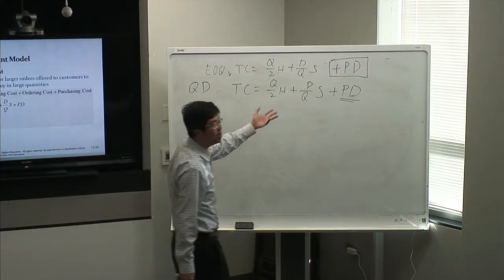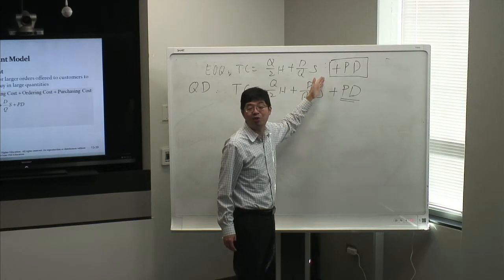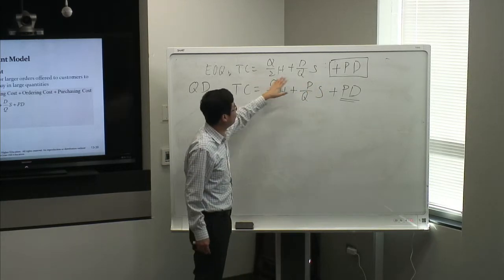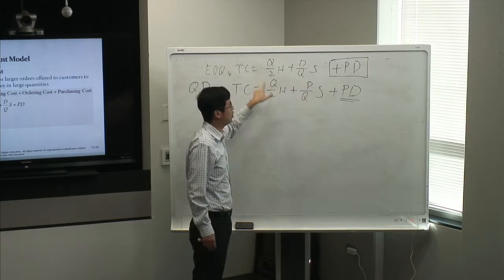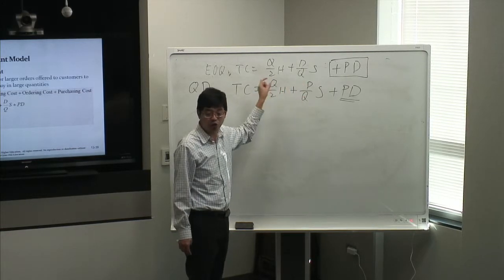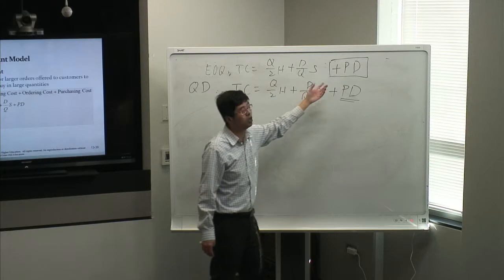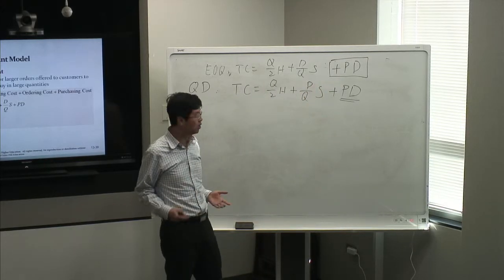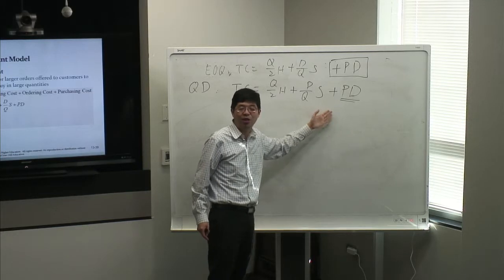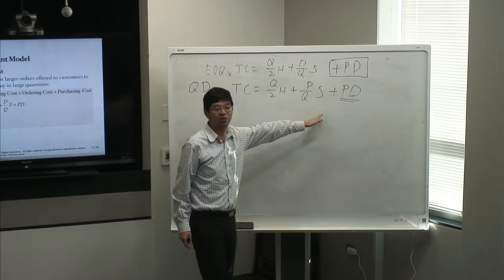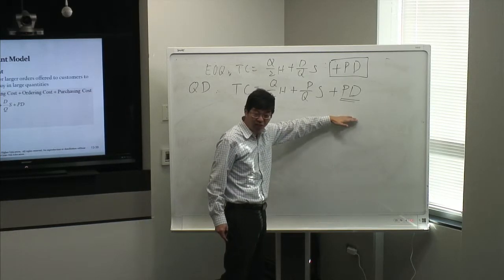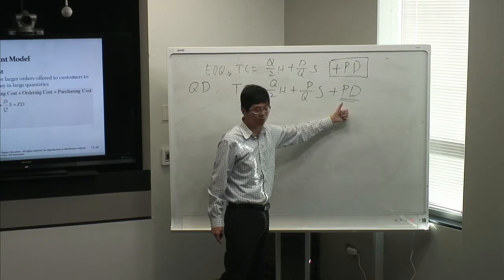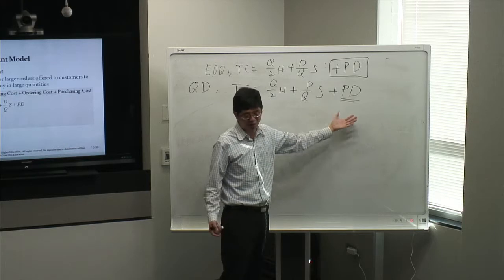So it doesn't matter whether you add this term or not in the formula. Because only the first two terms are a function of Q, related to Q, which we have to consider. We don't need to worry about that. Clear? Now the question is, why will you add this term now in the quantity discount model? Is this term now related to Q? Which one is related to Q? The P. Very good, Kayla.